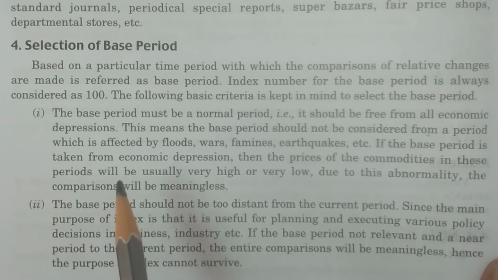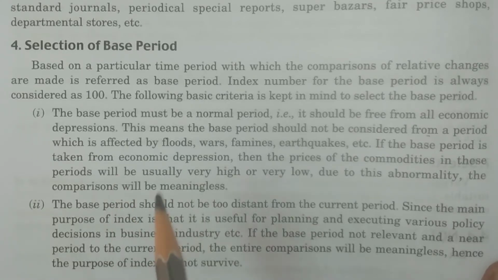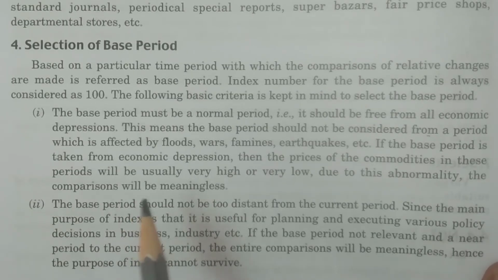For example, we want to calculate index numbers for the year 2022. We have to select one such base period as, for example, 2017 or 2018. The prices of 2018 we have to consider. For example, with the base period of 2018, the index numbers are going to be constructed for the year 2022. That is for the same prices, etc.